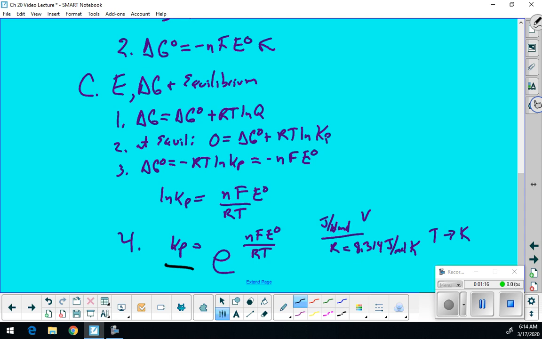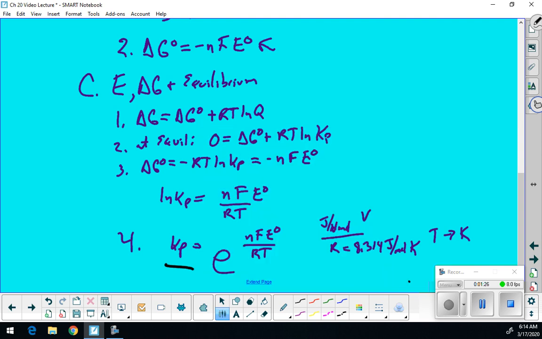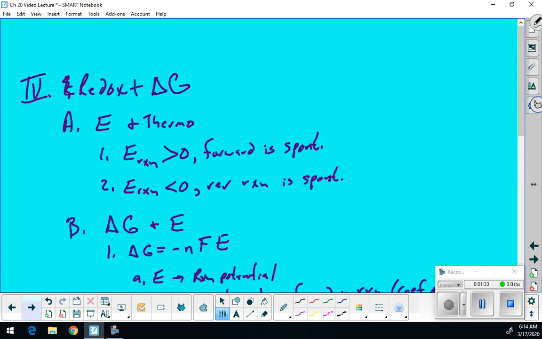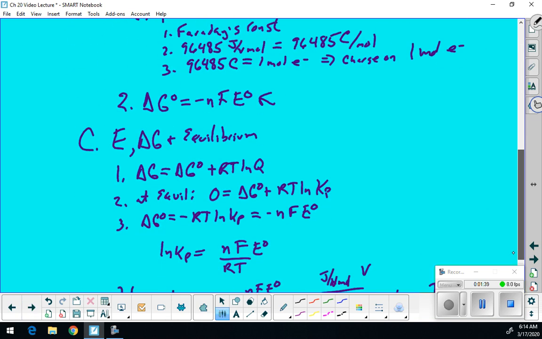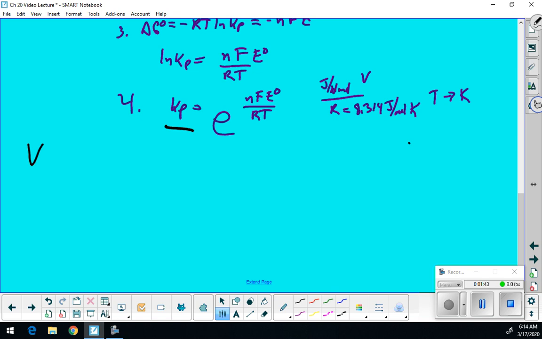And so now we want to take this one step further, and we want to discuss what happens at non-standard conditions, right? So let's take a look at our notes again. Here are the notes. Let's go with the Roman numeral 5. And so let's talk about E non-standard.